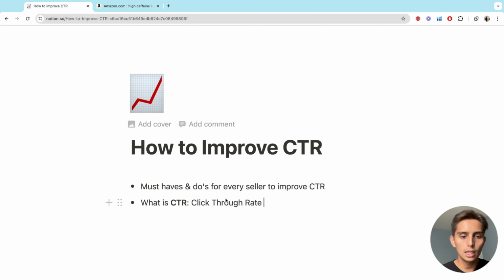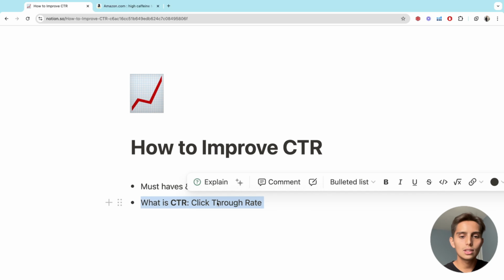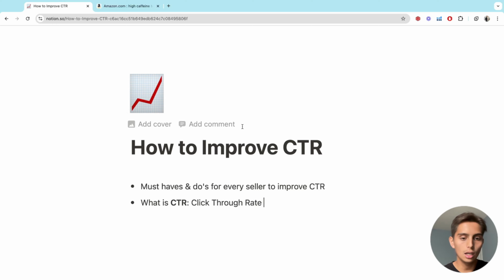And I'm going to explain to you the must-haves and do's for every seller to improve the CTR. Very specific points that I've noticed that, if you do them, you're going to have a much higher CTR, which is exactly what we want. A higher CTR means more people will see our product, and more eyes on our product most likely means they're going to buy, because the more people we have over, the more chances we have of collecting sales. So that is exactly what click-through rate is.